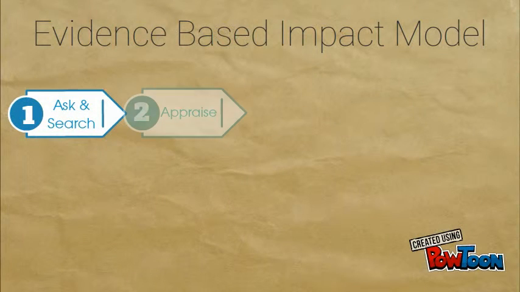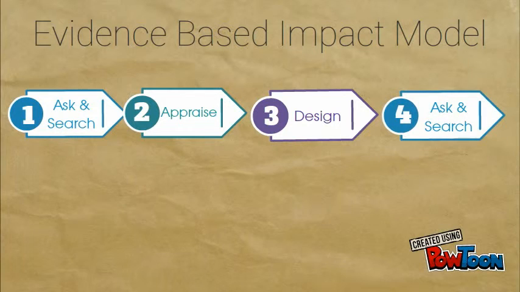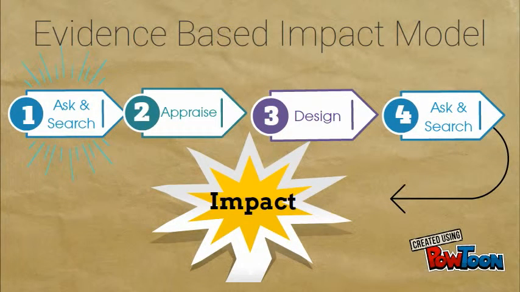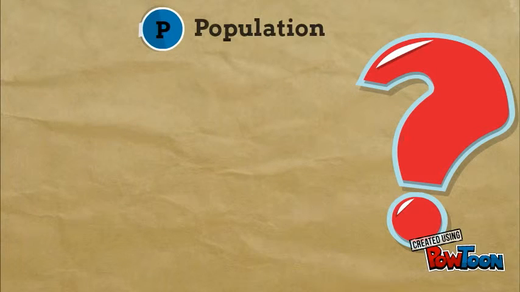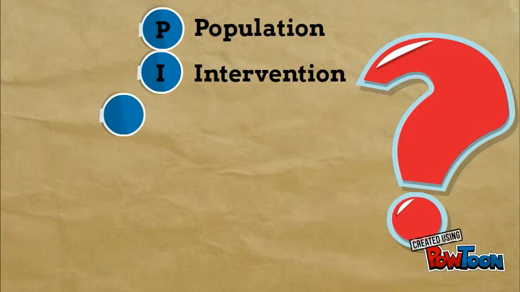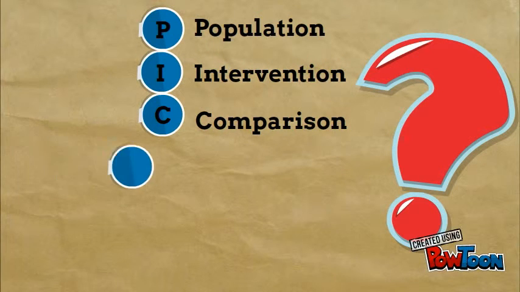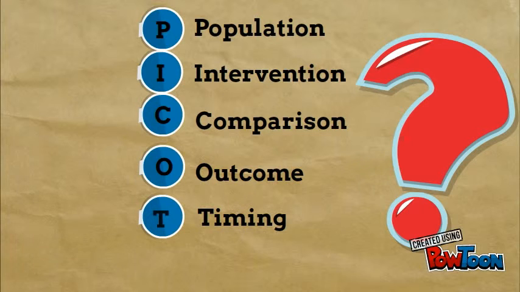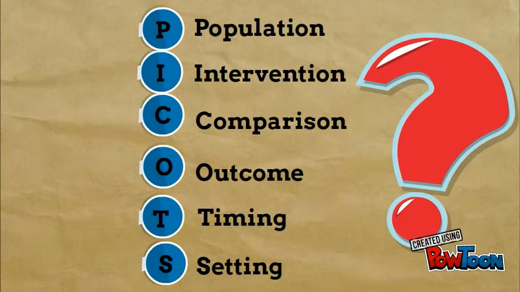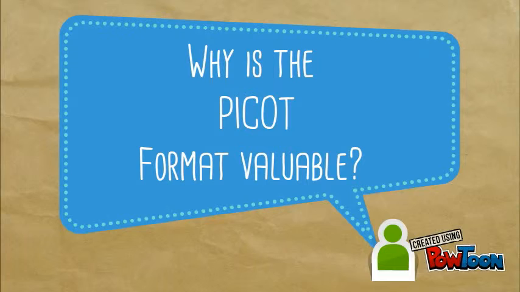Now, referring back to the evidence-based impact model, we're in the ask and search stage. So we're going to go over the way to formulate a question that helps us really focus and narrow in on the health outcome that we're trying to improve. The format that we'll use, and that's generally accepted, is known as a PCOT format. And that's P for population, I for intervention, C for comparison, O the health outcome, T for timing, and S for setting. So why is this format so generally accepted, and why is it so valuable?